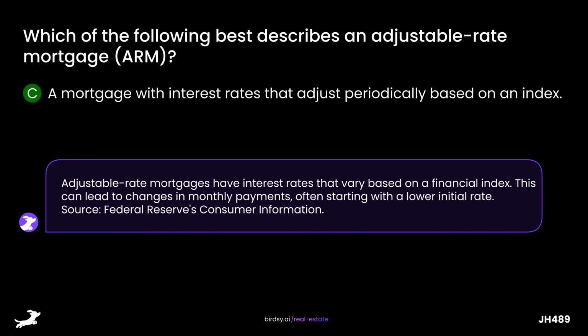Adjustable-rate mortgages have interest rates that vary based on a financial index. This can lead to changes in monthly payments, often starting with a lower initial rate. Source: Federal Reserve's Consumer Information.